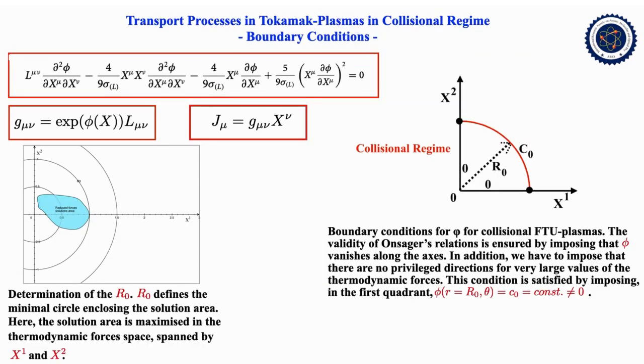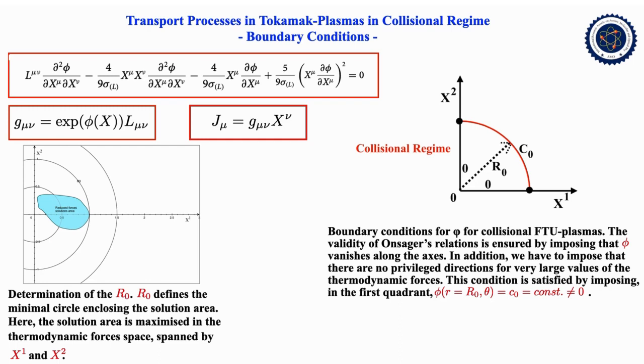To solve this equation, we have to set up the boundary conditions. For this, we distinguish two cases: plasma in collisional regimes and plasma in turbulent regimes. Let's start with the first case, plasma in collisional regimes. In this case, we impose that at the axes X1, X2, we impose the validity of the Fick law on this axis, the X1 axis, and the Fourier law. And we impose that for large values of the thermodynamic forces, there is no privileged direction. We mean that for large values of the thermodynamic forces, phi should be a constant. This reflects the physical assumption that there is no privileged direction.